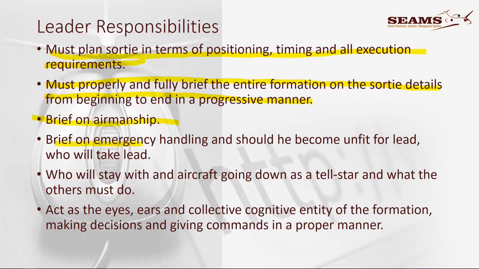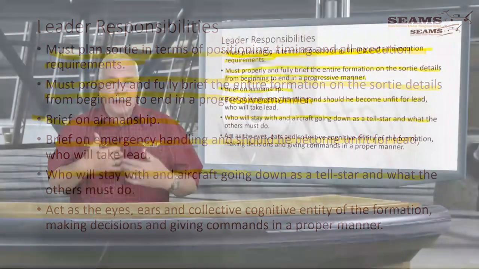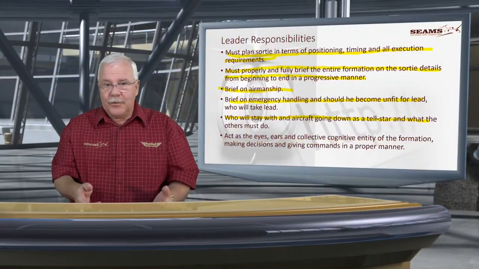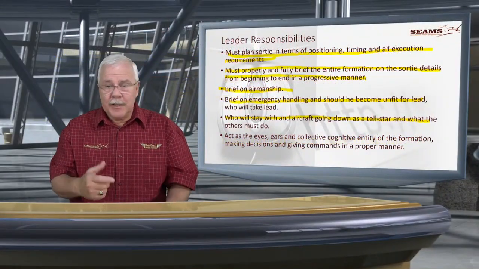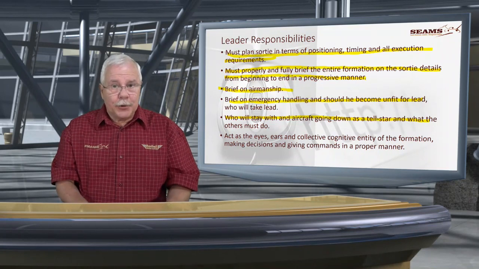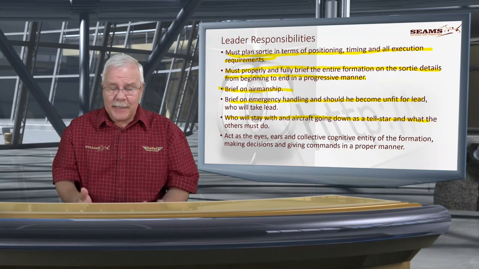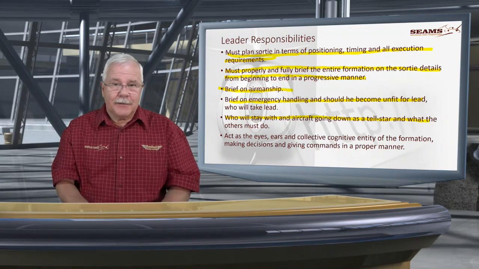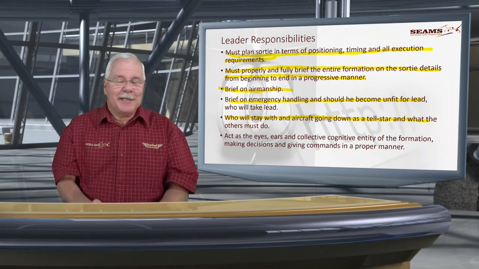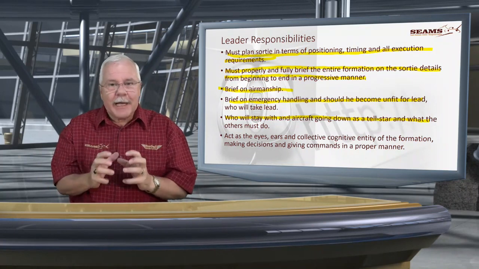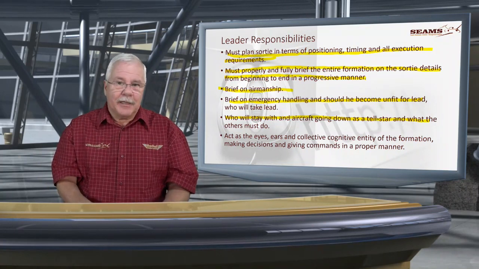Brief on emission, brief on emergency handling. Who will stay with the aircraft if there's an aircraft going down? You know, you're sitting in the 3-ship or 4-ship. Number 2 has got an anomaly. They've got to go and do a precautionary landing or a forced landing or whatever the case might be. Who stays? Because everybody mustn't stay there. What is going to happen to the rest of the formation?